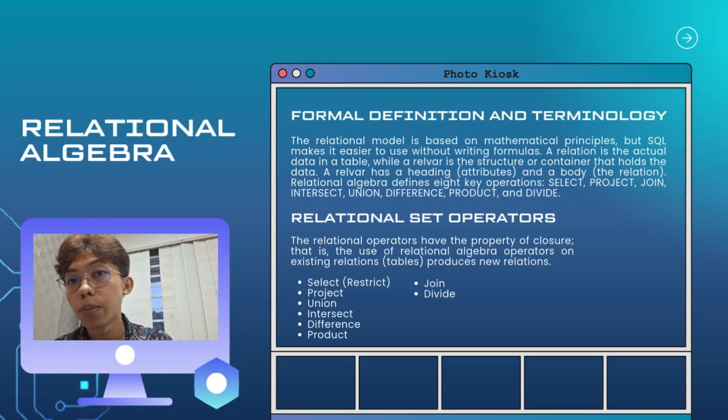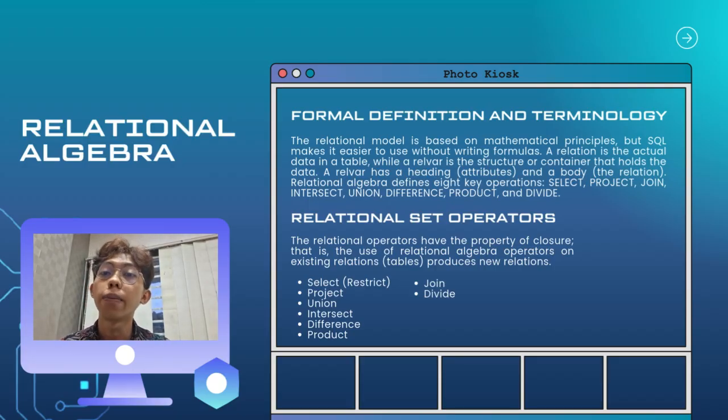Lastly, relational algebra provides us with a set of mathematical principles for manipulating table contents. As we said previously, there are 8 main operations: select, project, join, intersect, union, difference, product, and divide. These operations are precise and unambiguous, making them powerful tools for working with a relational database.